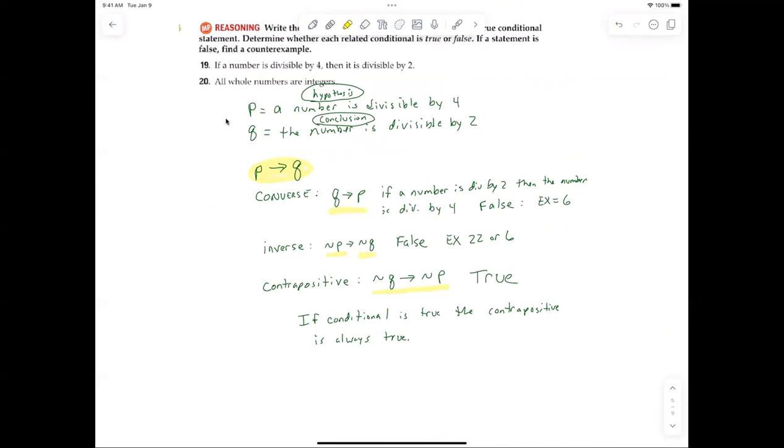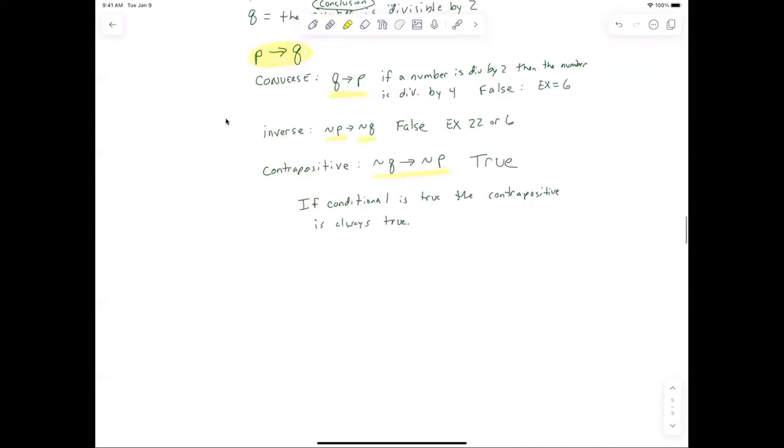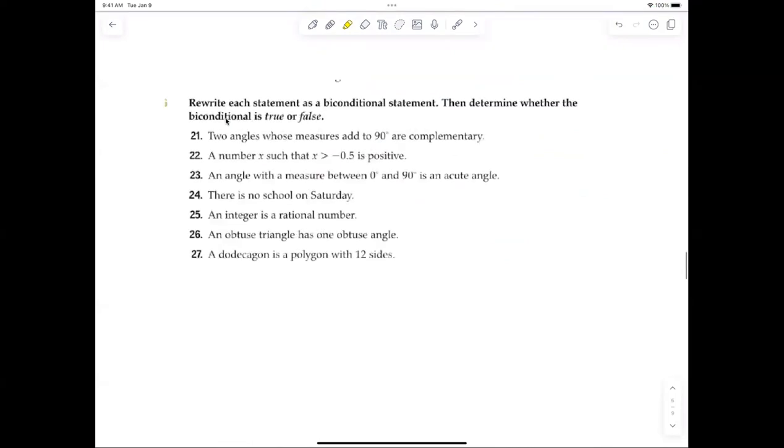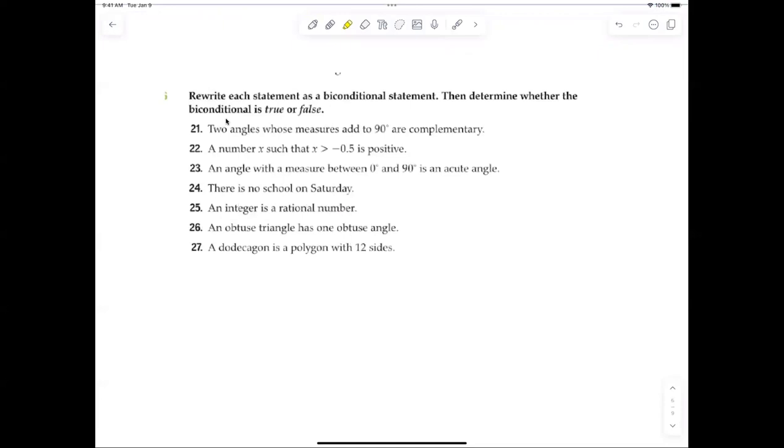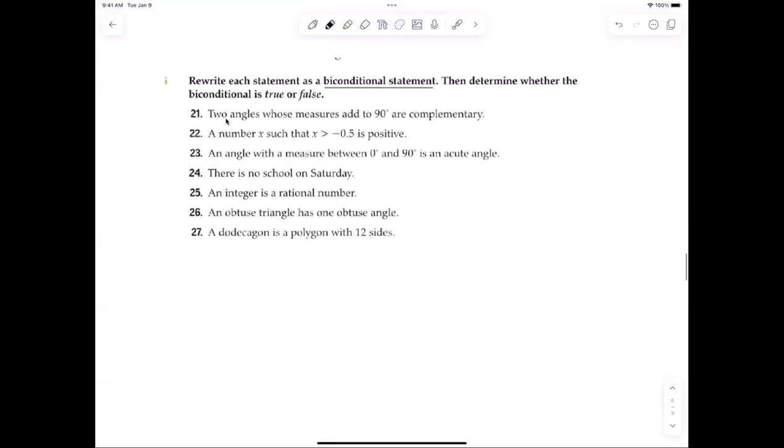So in the interest of time, let's just go down to the next piece. Now, the next thing we want to talk about is what's considered a biconditional statement. Everybody needs to write down biconditional statement.